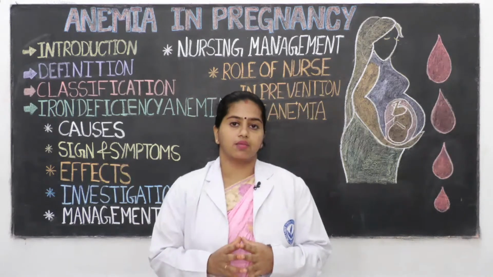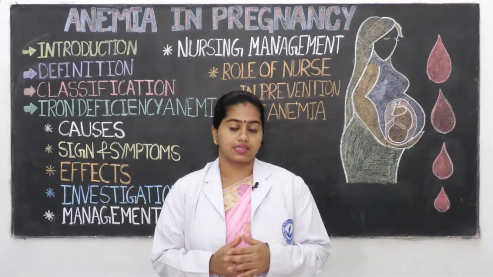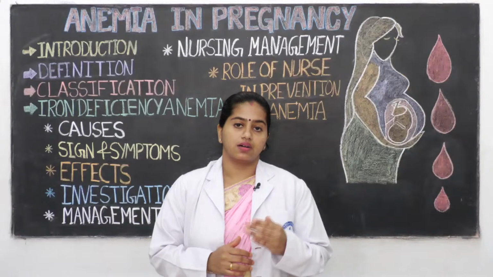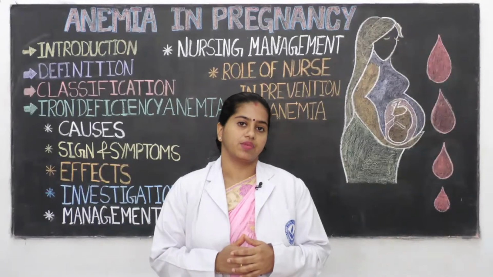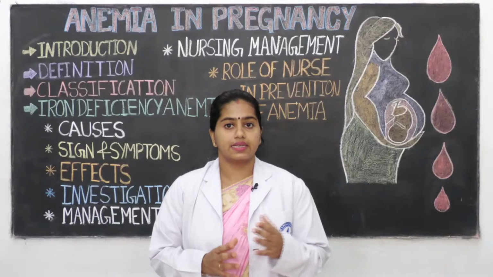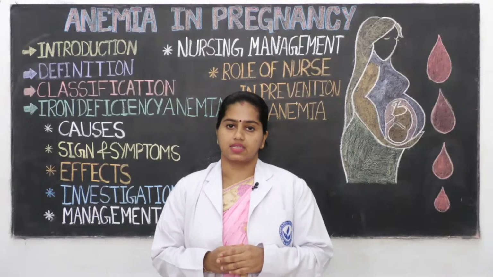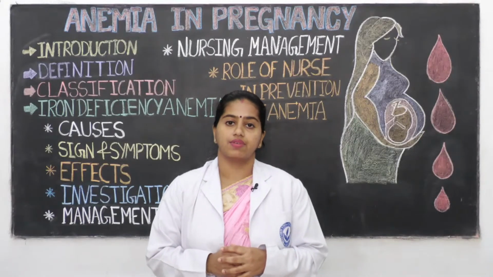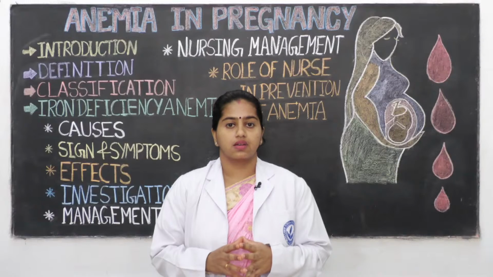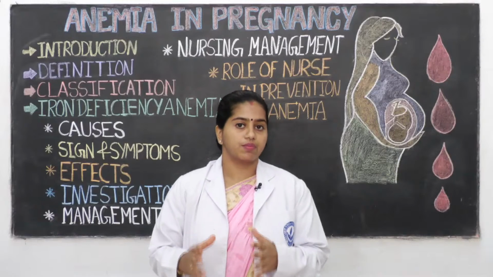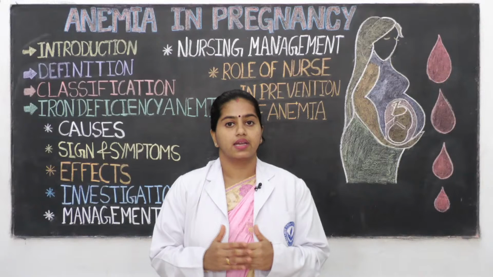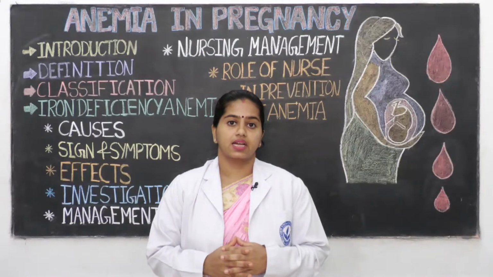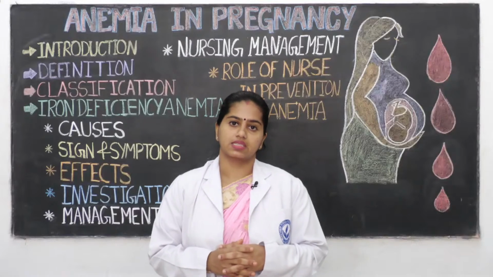Other classifications include thalassemia, sickle cell anemia, hemoglobinopathies, and diseases like aplastic anemia due to hereditary causes. These lead to anemic status during pregnancy. Another classification is chronic diseases. If the woman has chronic kidney disease or chronic liver disease, she is at high risk of getting anemia during pregnancy.